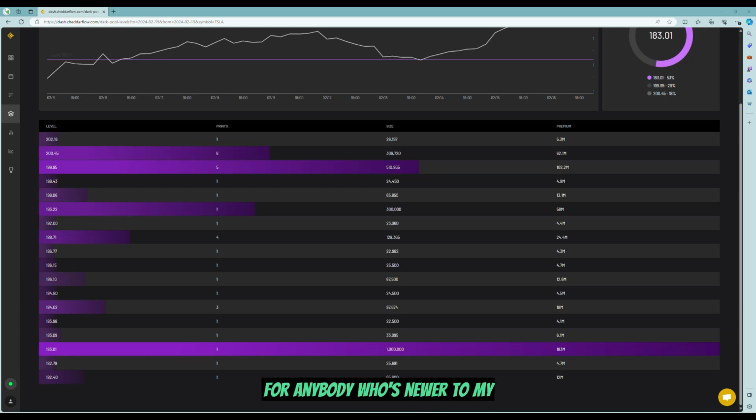Again, for anybody who's newer to my content here, let me pull it over to Tesla's daily chart, and a bullish order block looks something like this: down close candle followed by an up close candle that closes above the previous open. This would also be an order block: down close candle followed by an up close candle that closes above the previous candle's open. And you'll notice price got into the order block and bounced.